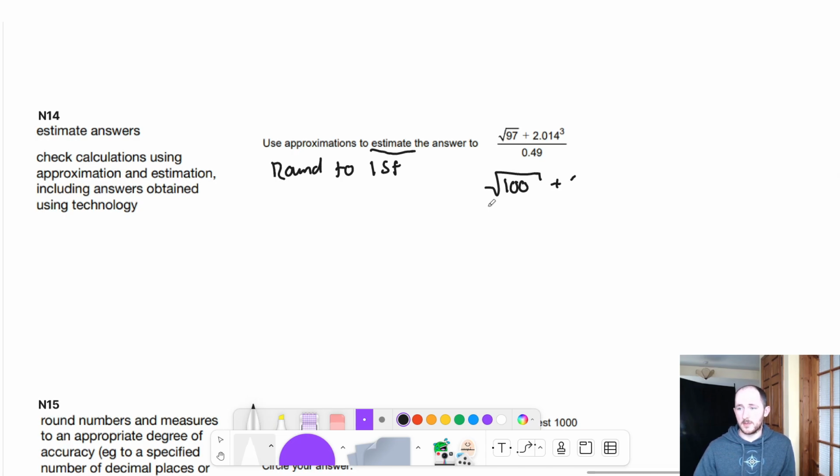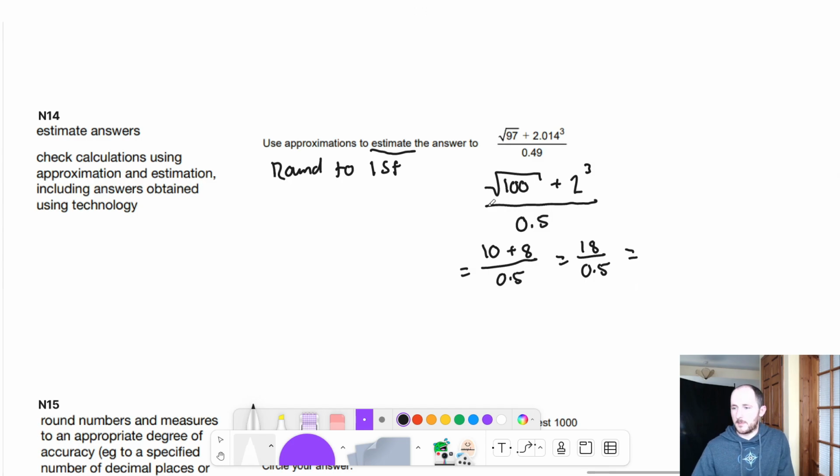2.014, one significant figure would just be 2 cubed. And 0.49 would just be 0.5. So, square root of 100 is 10. 2 cubed is 8. Over 0.5. So that equals 18 over 0.5. Now 0.5 is a half. So if we're dividing by a half, then you're just doubling it, which would make 36. Nice and easy.